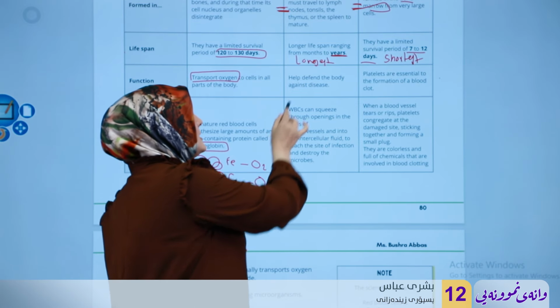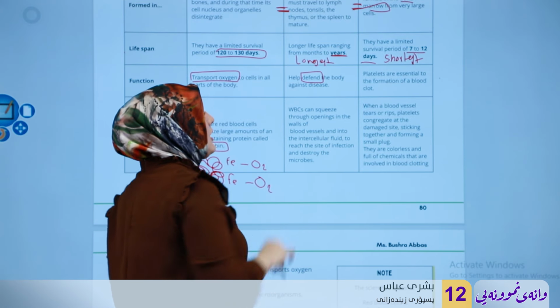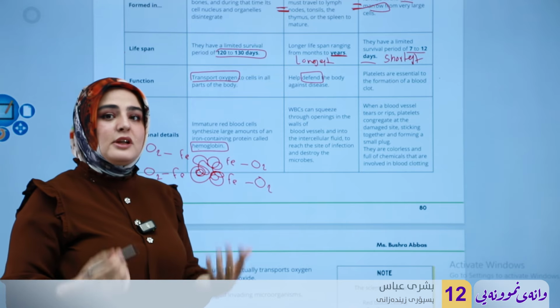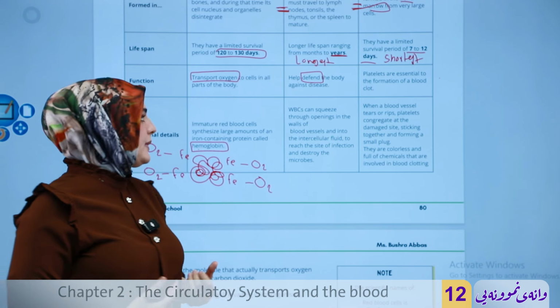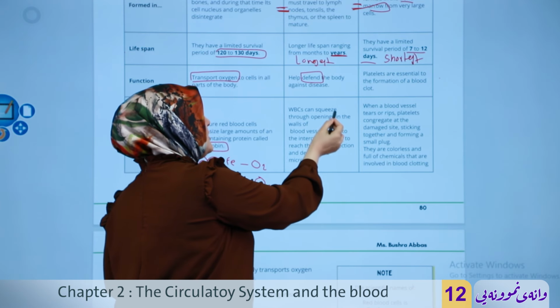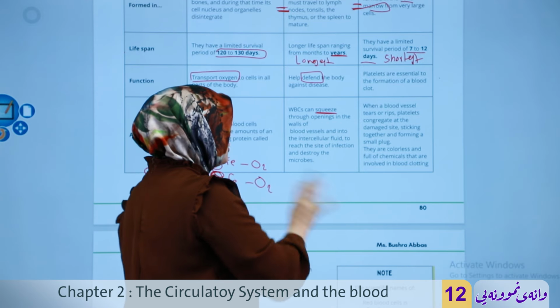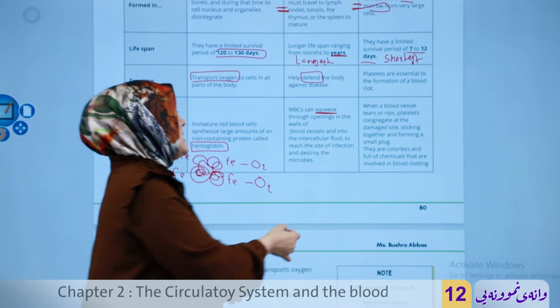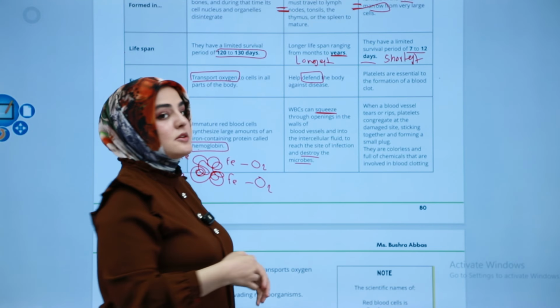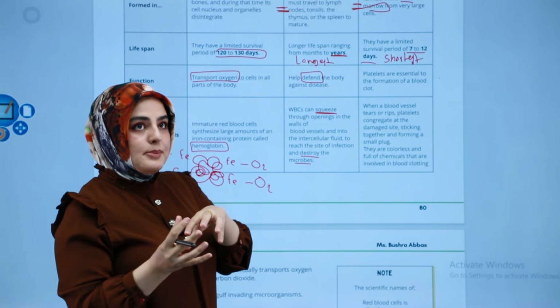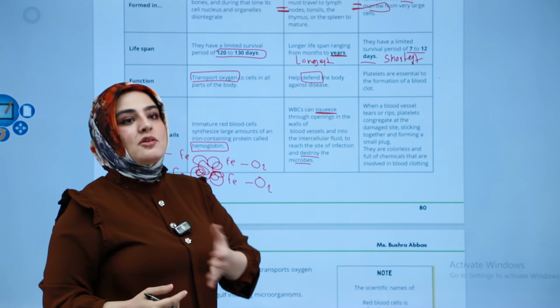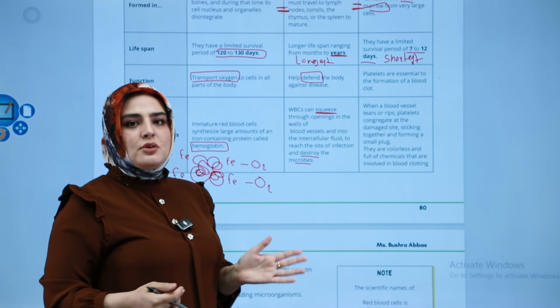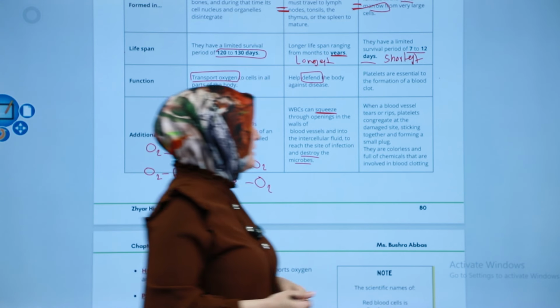What about the WBCs? Remember, WBCs are for defending the body against disease. They are your police, the army of your body. That's why they're given permission to squeeze through openings. They can create weapons like antibodies, and they destroy microbes because of that. That ability to change shape helps them a lot to go through any openings or cracks that are present.